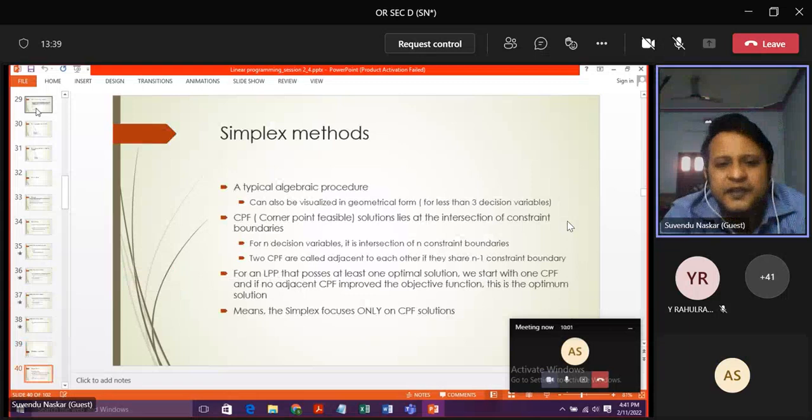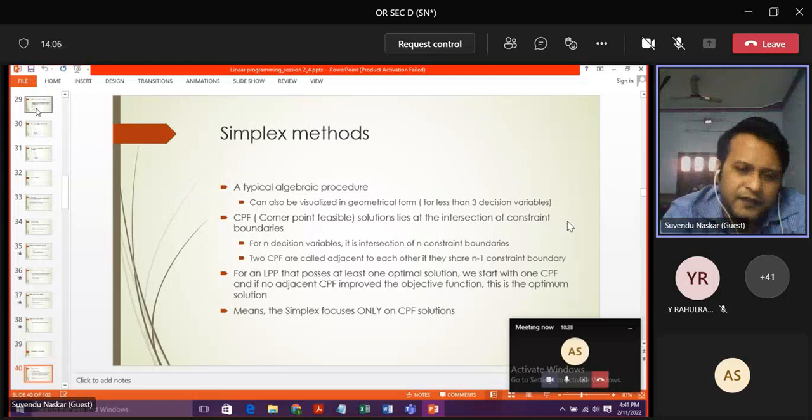So the simplex method is a typical algebraic procedure. You can also visualize it in the geometrical form. We have mentioned how to visualize this in one of our classes, and we will revisit that once again. Typically, when solving geometrically, in order to achieve the optimal solution, the best way is to check the corner point feasible solutions.